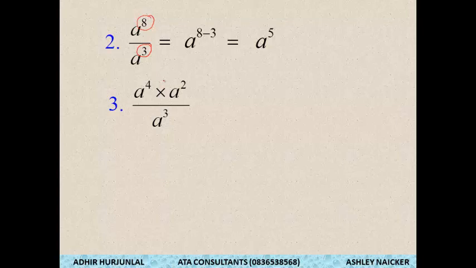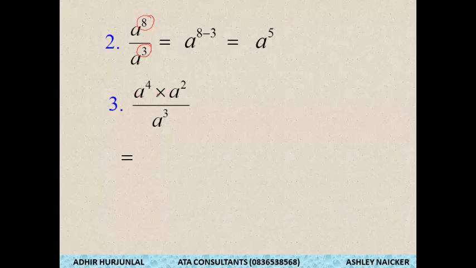Example number 3 is a combination of rule number 1 and rule number 2, the index law for multiplication and the index law for division. What I would suggest when you come across examples like this, or even longer examples, do not rush the examples by doing too many steps at one time. Take your time, do a step, and then proceed to the next step. In this case, if I look at the numerator, it is multiplication of same bases. I will simplify that first.